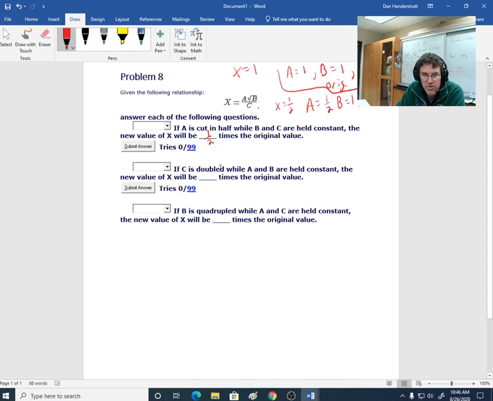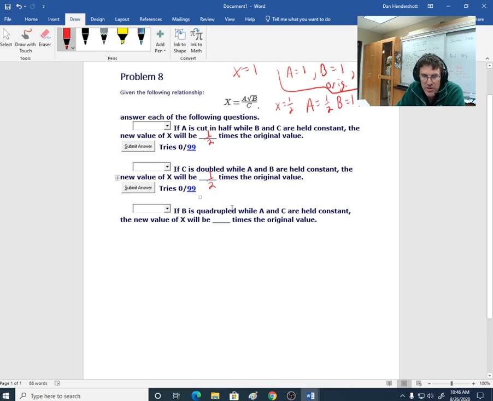So C is doubled while A and B are held constant. So let's look up here. A and B are held constant, you double C. Well, if you're doubling what you're dividing by here, it's going to cause X to be what? This is the same, so it'll be half as much, 1/2. So this one will actually be 1/2 as well.